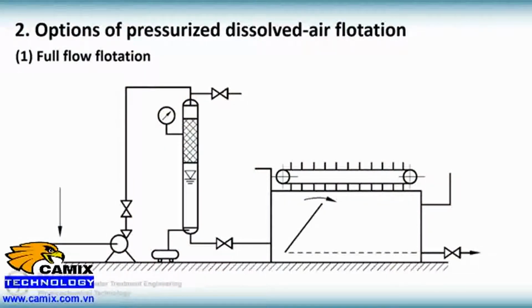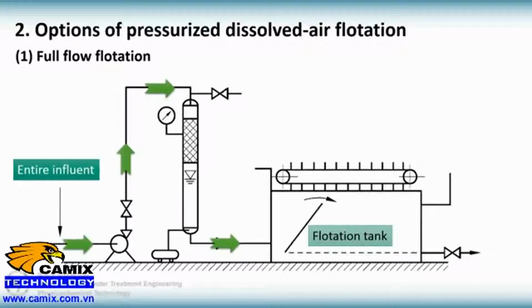There are three basic process flows. The first one is full flow flotation. In this process, raw water all flows into pressured air drum and then enters the flotation tank through pressure release device. Microbubbles are formed to cause flotation. Because all raw water needs pressurization, power consumption is high, but without backflows, the volume of such flotation tank is small.